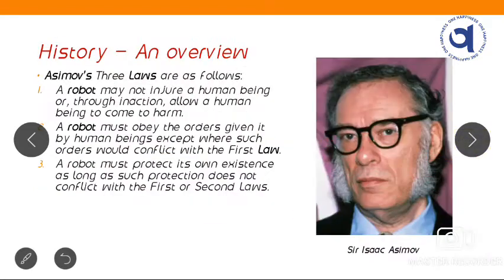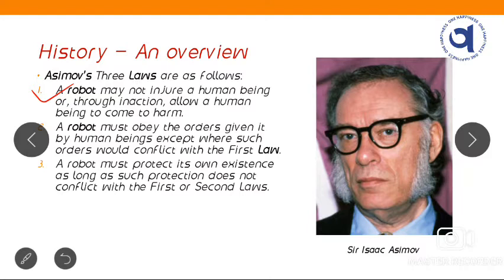Okay, now let's go further. This is Sir Isaac Asimov. He is the writer who introduced three laws, and in these laws he defined rules to be followed by robots. Robots must follow these laws. The first law is that a robot may not injure a human being or harm any human being, so they cannot injure, harm, or kill any human being. So that is the first law.